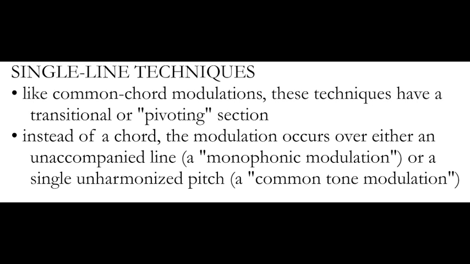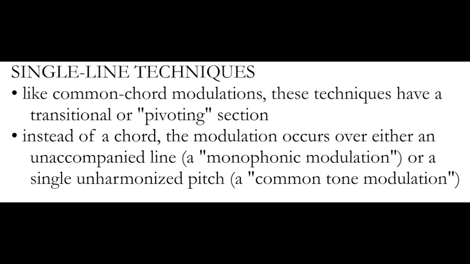The first techniques I want to talk about with regard to modulation are what I'm calling single line techniques. These methods are similar to common chord modulations. They have a transitional or pivoting section, a section of music that is a little bit ambiguous, that helps us transition smoothly from one key area, our original key, to the second key area, our new key. Okay? These are smooth transitional methods. Similar to the common chord, they have a little area where it feels like we're a little bit in between keys before we land in our new key.